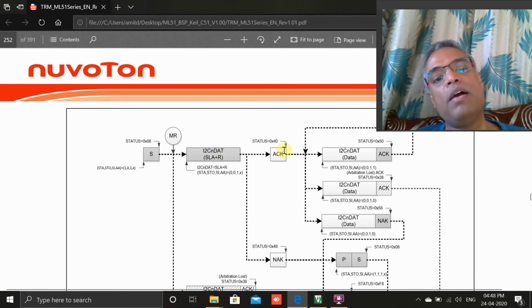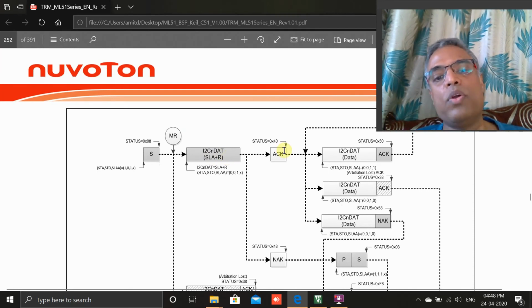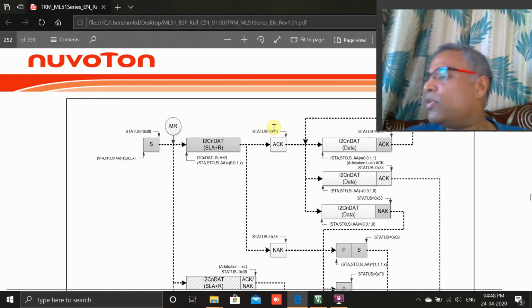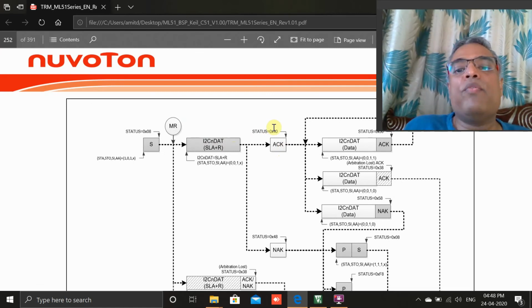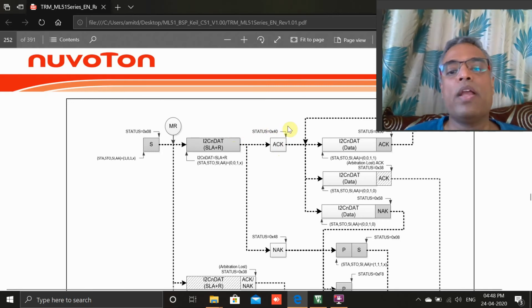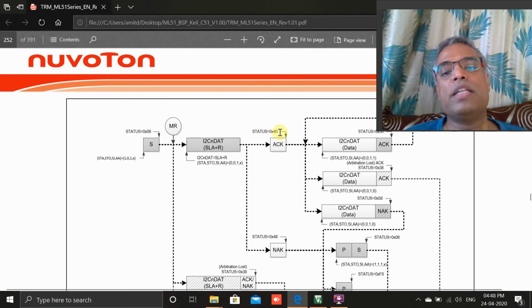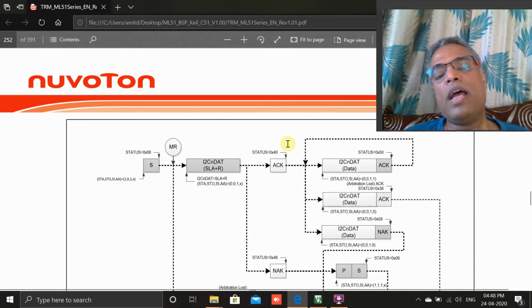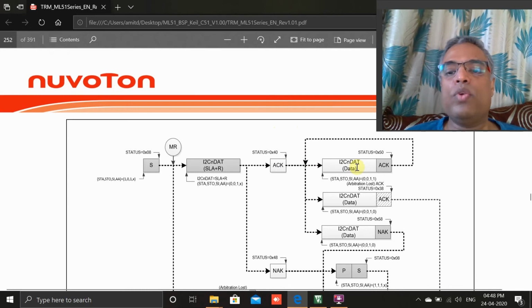After that, we are now in the read mode, and what we will get is a status of 0x40, and we can see here we get 0x40, and that is after you receive a successful ACK. Okay, then after that you come here and now you want to read the data.